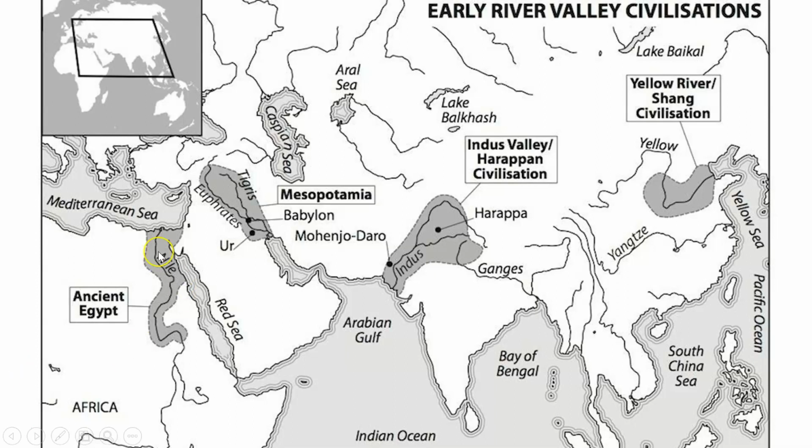We can start with ancient Egypt, and I also need you to label the river that is most important to that civilization, and that will be the Nile. Next, I want you to label Mesopotamia and the two rivers that were important to the Mesopotamians, and that is the Tigris and the Euphrates. Next, you have the Indus Valley civilization, or you can call it ancient India, and the river you need to label is the Indus. And then lastly, you can go ahead and label ancient China, or the Shang civilization, and the Yellow River.